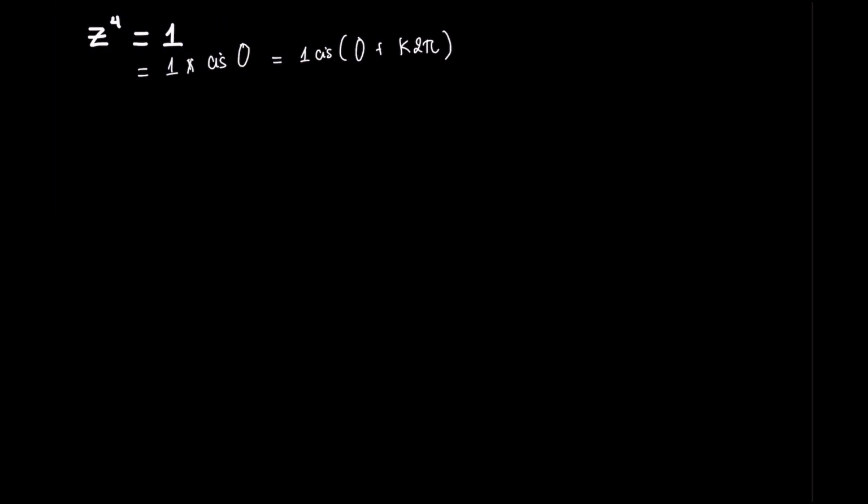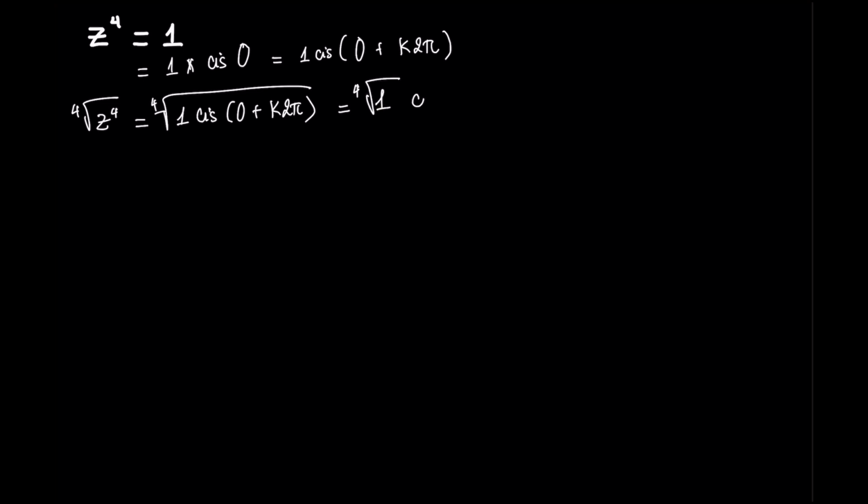Now our objective is finding z. So we're going to have 1 cis of 0 plus k 2 pi here. And applying the De Moivre theorem, we're going to have 1 times cis of (0 plus k 2 pi) over 4. So this will be our z value.